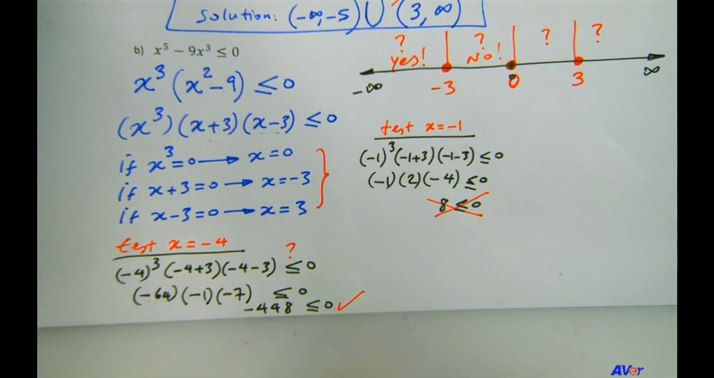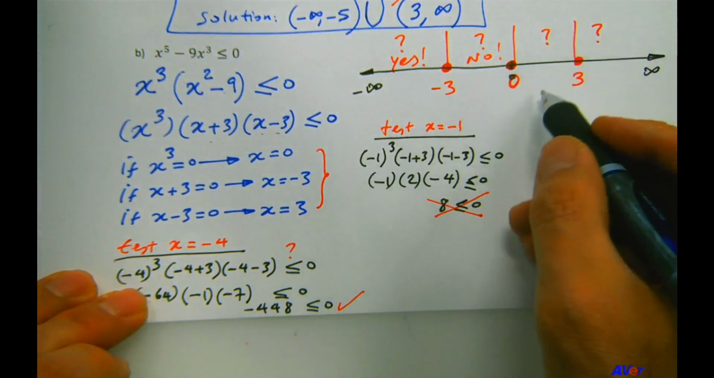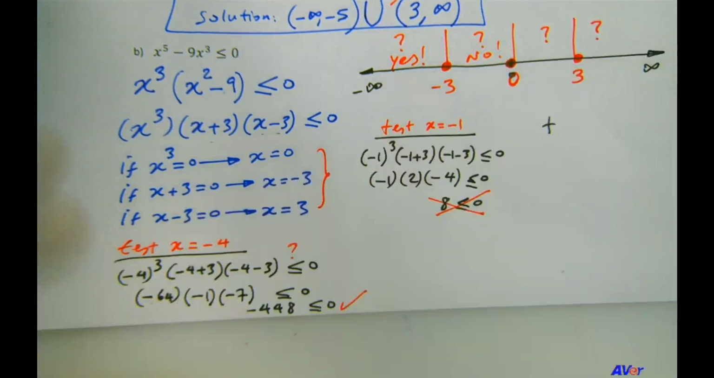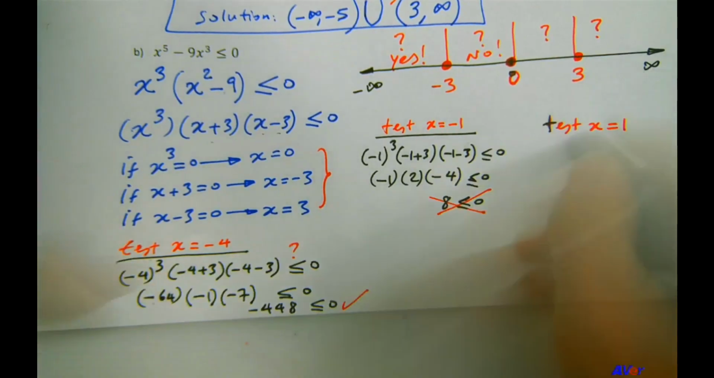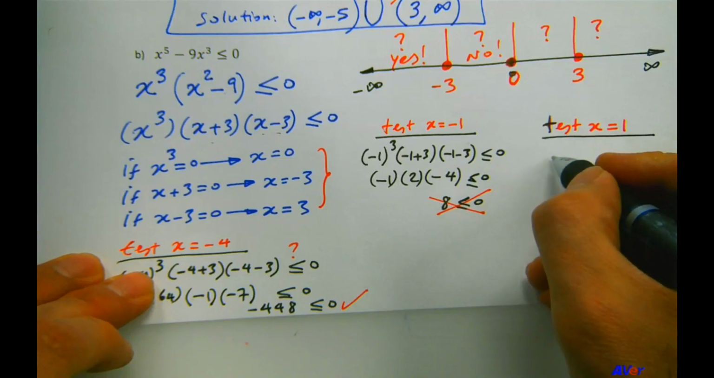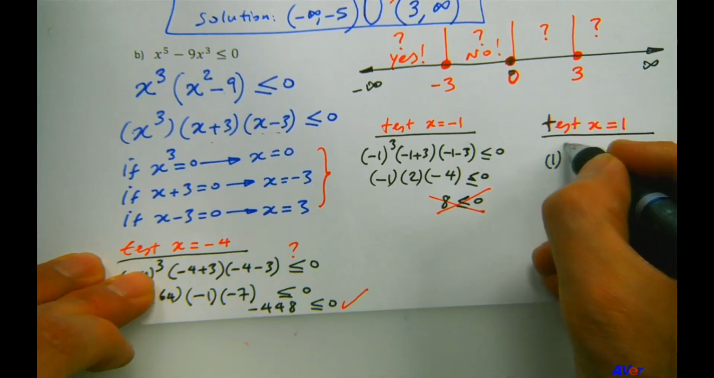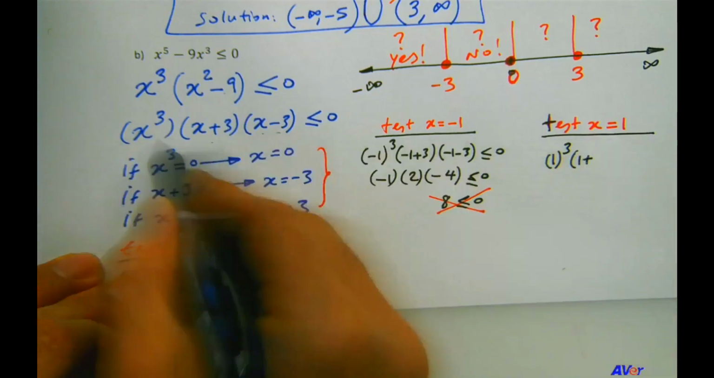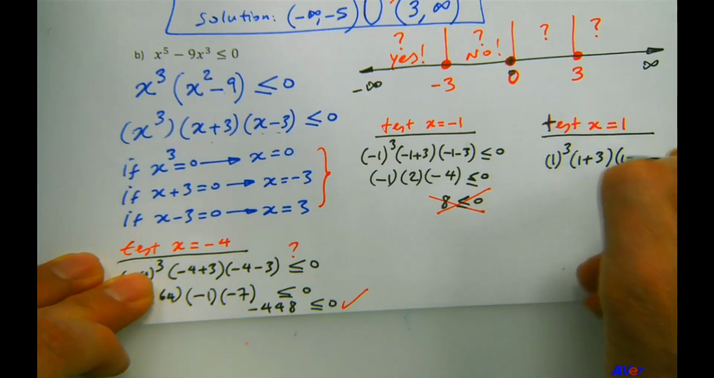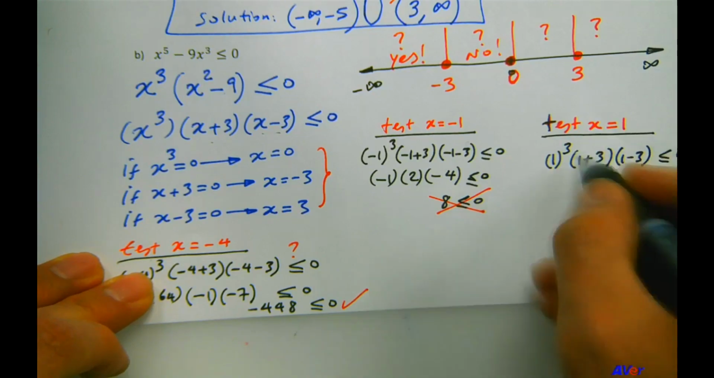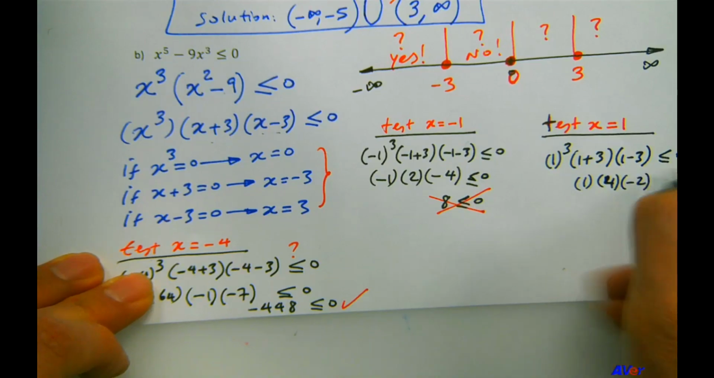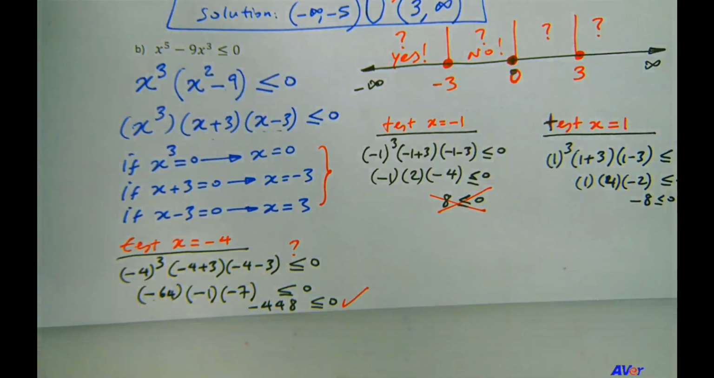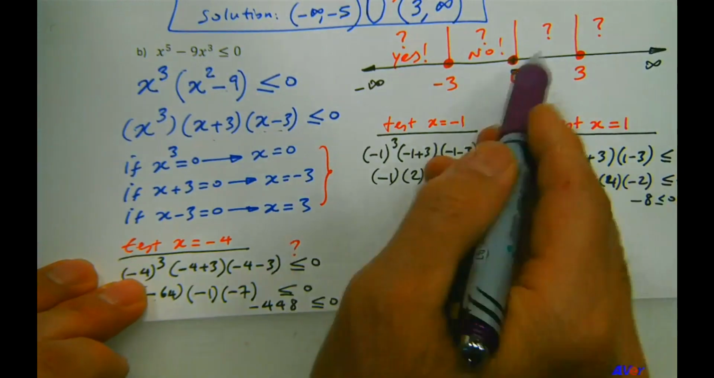Okay. So let's test a number in this region. Let's test x equals 1, the easiest number. I'm plugging in here. What do we get? We get 1 times 4 times negative 2, minus 8 less than or equal to 0. Is minus 8 less than or equal to 0? Yes. So that region checks out.